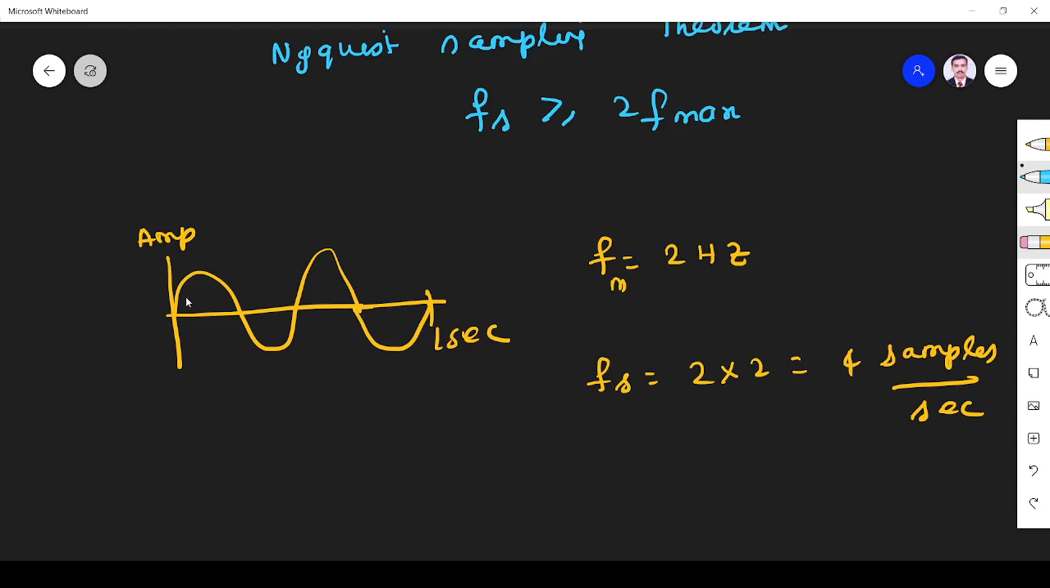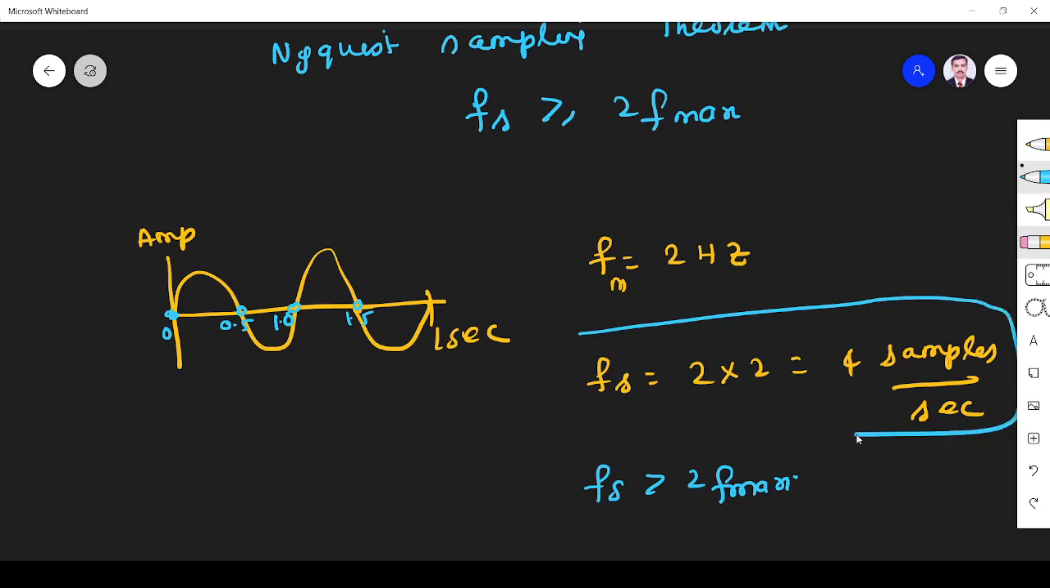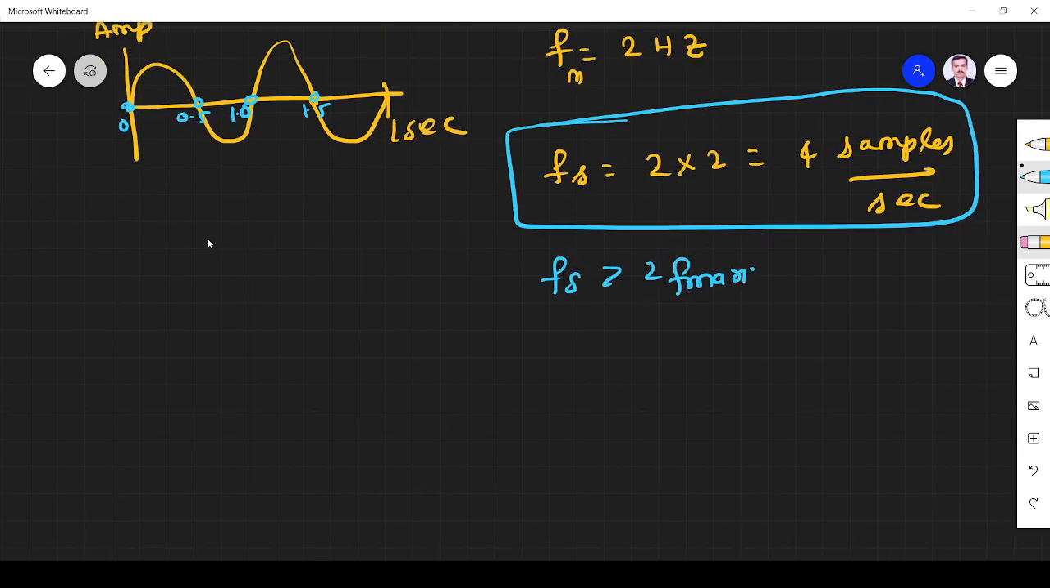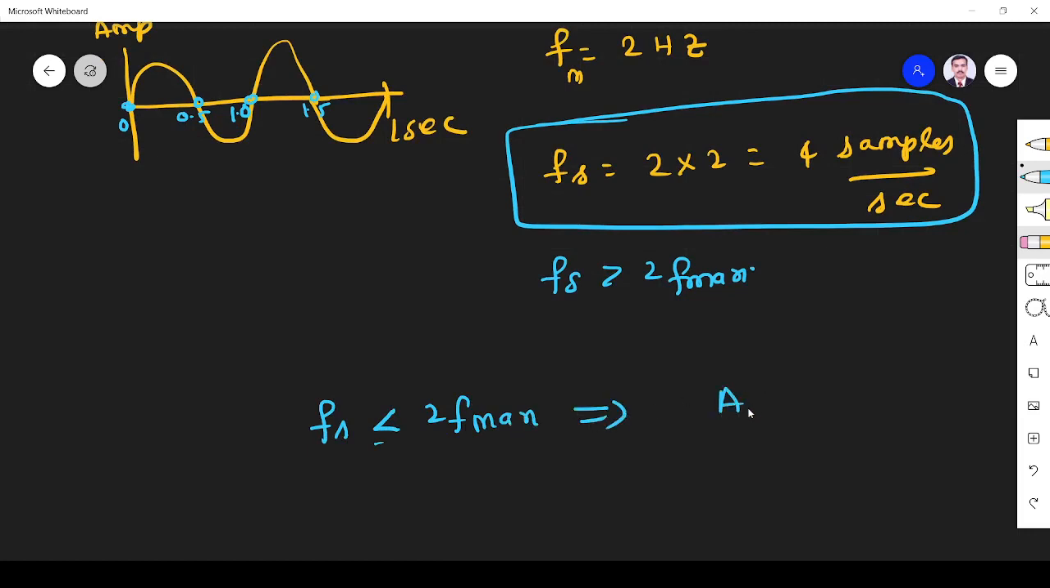That means for every 0.5 seconds I have to take 1 sample. Let us assume this is 0, this is 0.5, this is 1. These are all the 4 samples. If you take it like this in practice, it is very difficult to recover the signal. That's why in practice we take fs greater than 2 f max, but in the exam we have to use this one, 4 samples per second. If fs is less than 2 f max, what will happen? It will create aliasing. So this is aliasing.